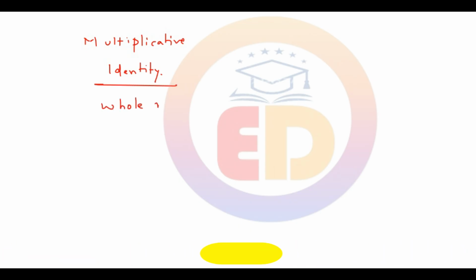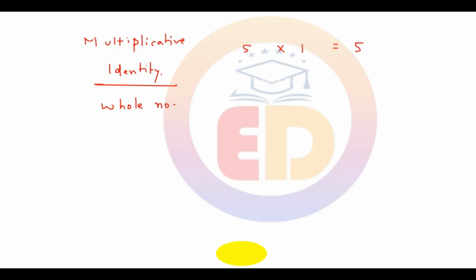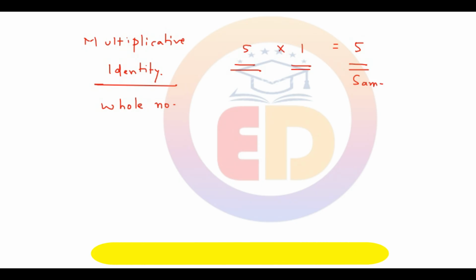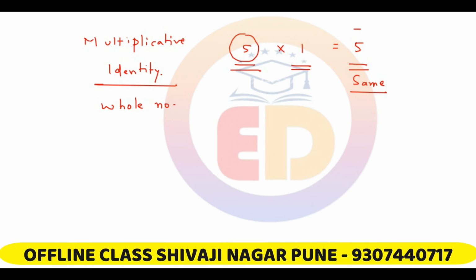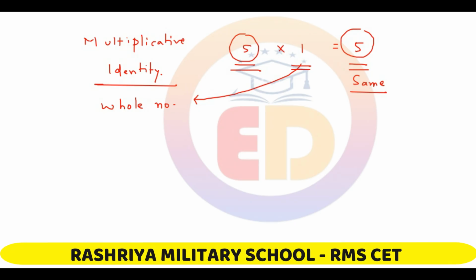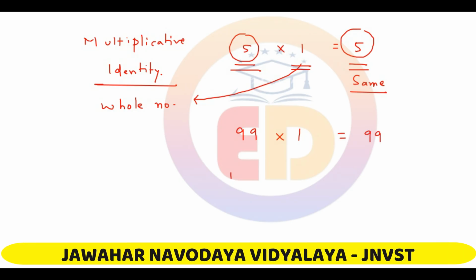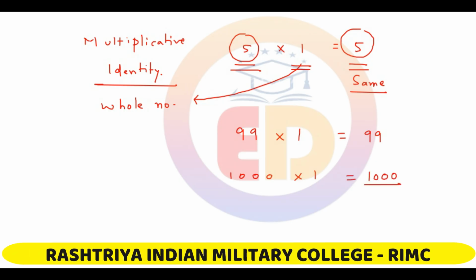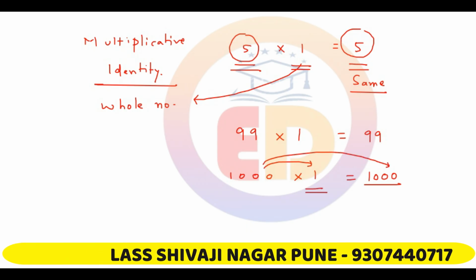Multiplicative identity means which number we should multiply by a whole number such that its value remains the same. And 1 is that whole number. For example, 99 multiplied by 1 will be 99, it will be the same. 1000 multiplied by 1 will be 1000, it will remain the same. That is why 1 is called the multiplicative identity of whole numbers.